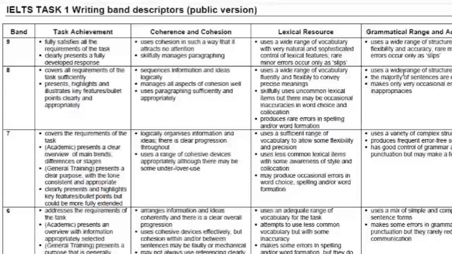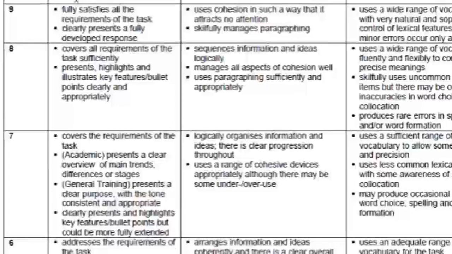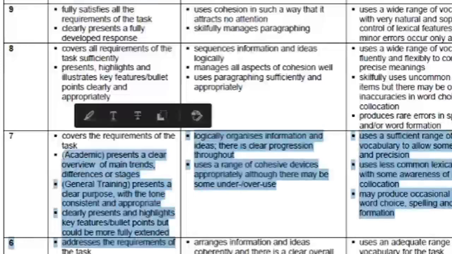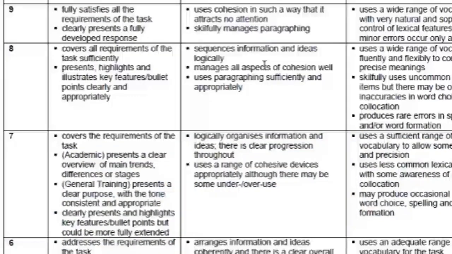Suppose they first of all read for task achievement, then they read your graph report, and then they match it with these descriptions. Is it matching a 9 band description? No. 8 band description? No. 7 most probably, or 6 or 7. Okay, maybe in task achievement you get 7. How about coherence and cohesion? 8 or 7? Okay, 7. In this way they score it.